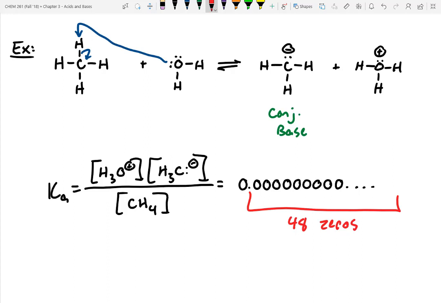Another way of thinking about this is the likelihood of water deprotonating a methane molecule is the likelihood of somebody hiding one atom on planet Earth, one atom, and you finding it. It's not very likely to happen, right? So in this case, it's not an acid-base reaction we would typically draw, but we can show this with numerical values.